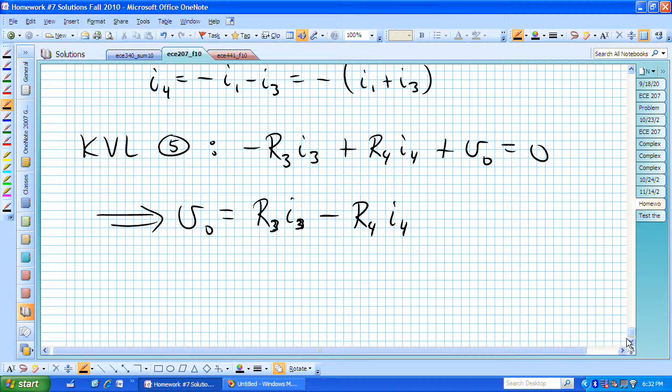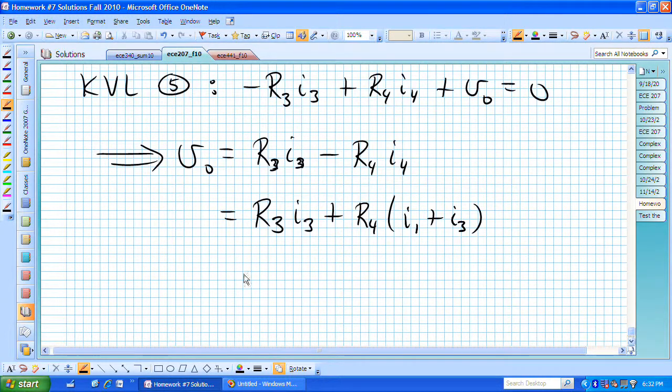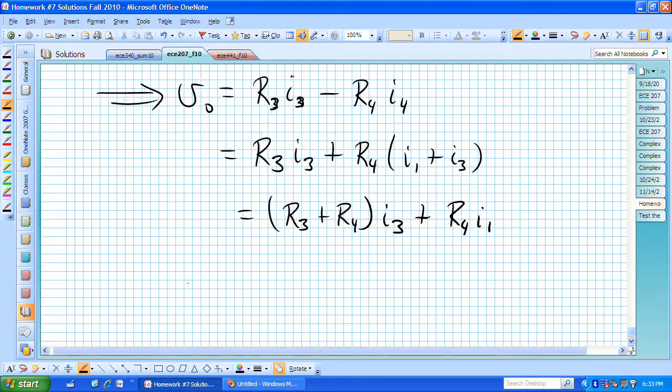And remember what I sub 4 was. We just solved for that. We have R sub 3 I sub 3. I sub 4 was minus the sum of I1 and I3. We get rid of that minus sign, or two minuses make a plus, and we have R sub 4 times I1 plus I3. We can combine our I3 terms. And we have our I1. And remember what I3 was. We now have V naught is equal to R3 plus R sub 4 times I sub 3.